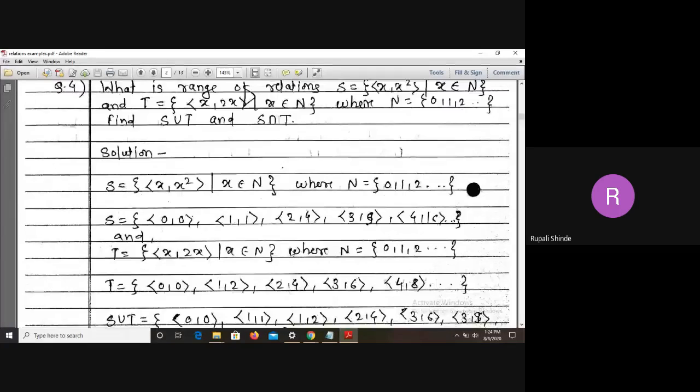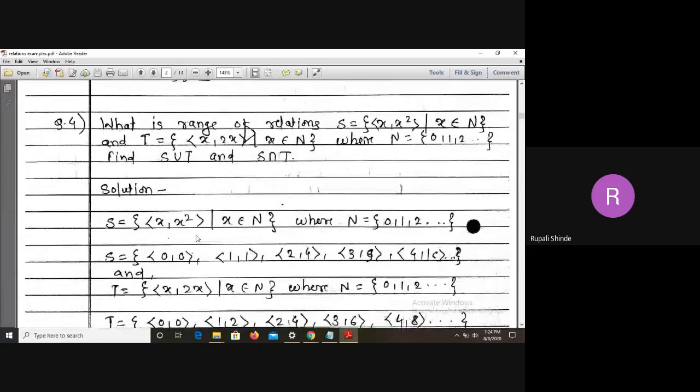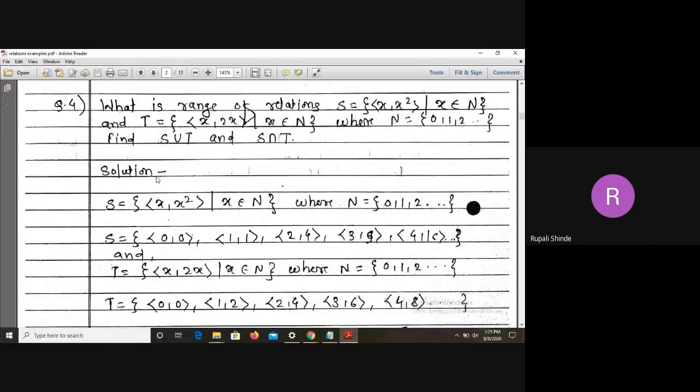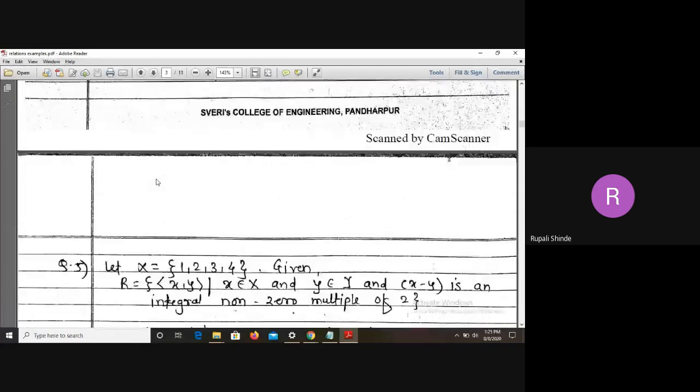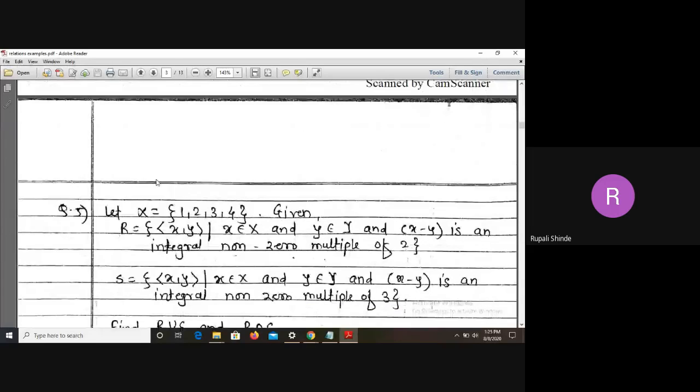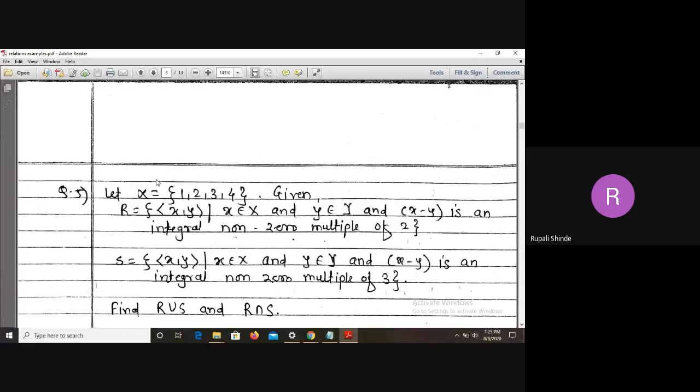So likewise, we can find any relation and we can perform operations like union and intersection on it. These kinds of problems are asked in university exams. So you have to first find out what is the relation for the given defined set, and then we have to perform operations like union and intersection. Next question.